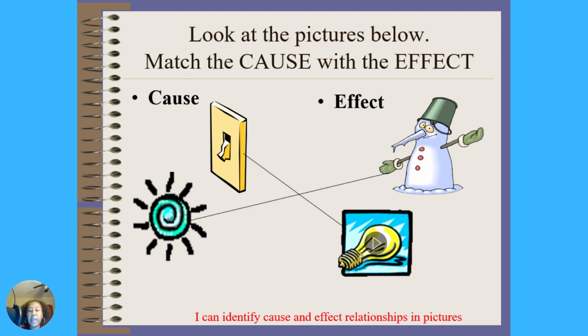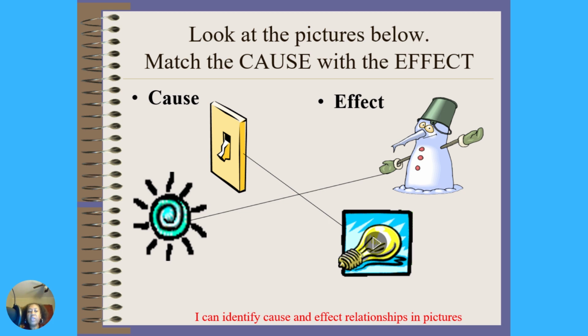So if we turn on the light switch, what will happen? The light will come on. So turning on the light switch is the cause. The light will come on is the effect. Which one happens first? The cause, the light switch coming on. Which one happens second? The light will come on. Number one, number two. This happens first. This happens second. Cause and effect. All right, do we understand, boys and girls?